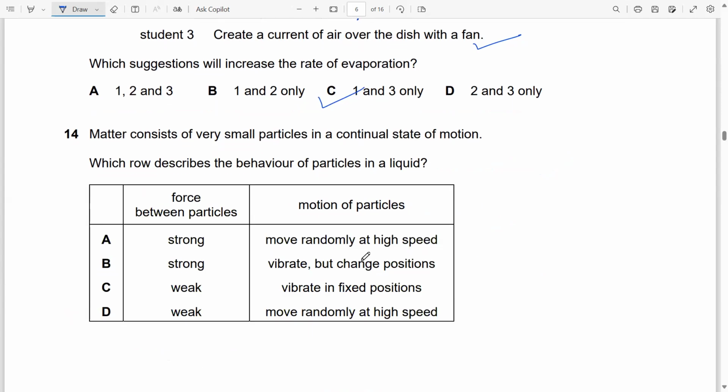14th question. Matter consists of very small particles in a continual state of motion. Which row describes the behavior of particles in a liquid? Force between the particles is strong, strong, and weak, weak given. Motion, vibration. So this is not possible. Now, if we compare solids or liquids as compared to gas, it should be strong force. So option A is the correct one.